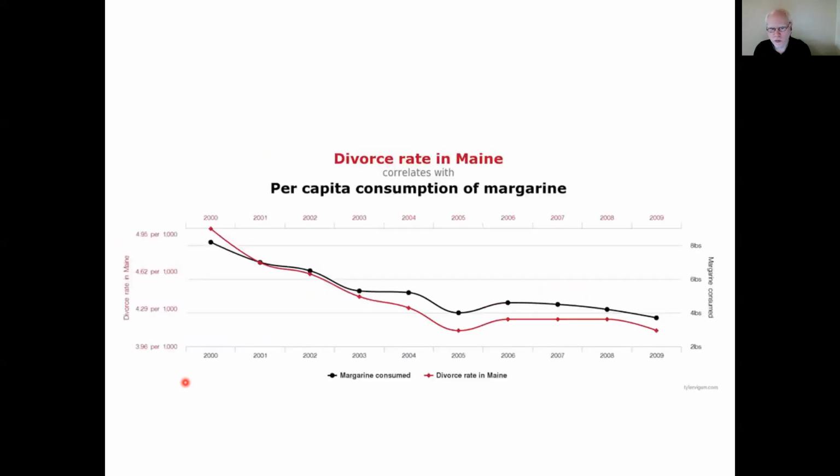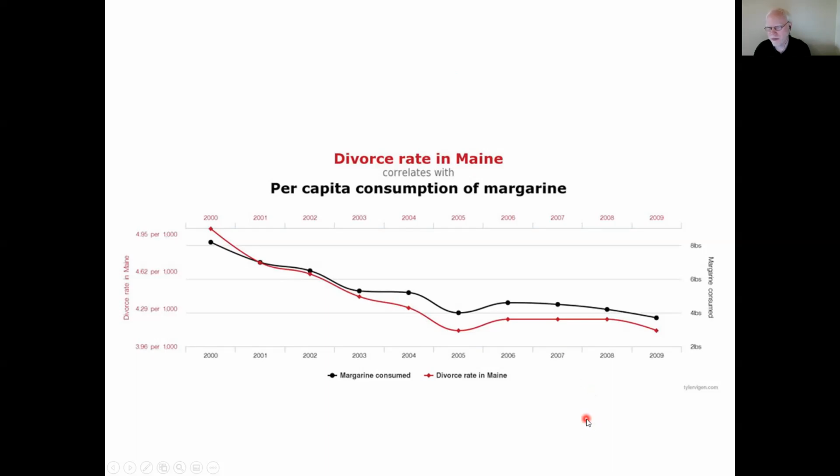Another example: divorce rate in Maine is correlated with per capita consumption of margarine. Here, the red line is the divorce rate in Maine, and the black line is per capita consumption of margarine, time series data, so across time. And we see a really strong correspondence between them. They seem to move in a fairly synchronized manner.